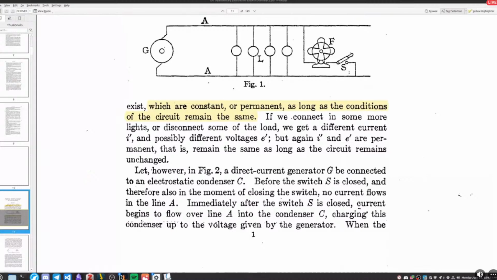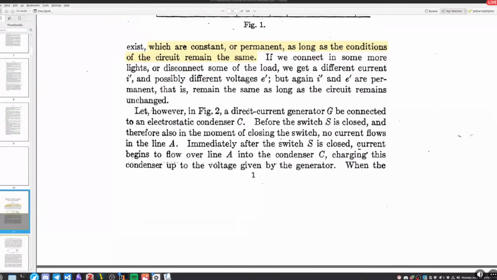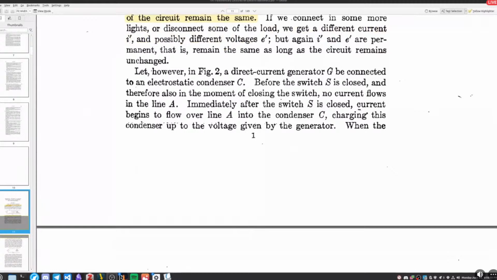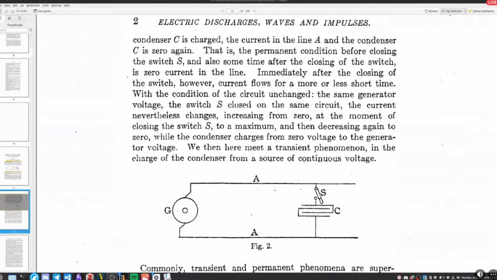And therefore also in the moment of closing the switch, no current flows into line A. Immediately after the switch S is closed, current begins to flow over line A into the condenser C, charging this condenser up to the voltage given by the generator. When the condenser C is charged, the current in the line A and the condenser C is zero again.